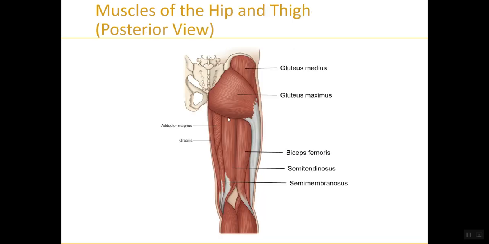Muscles of the hip and thigh. You have the gluteus medius, the gluteus maximus. So this is smaller, this is larger, it's maximus. The gluteus maximus is the bulkiest muscle in the body.